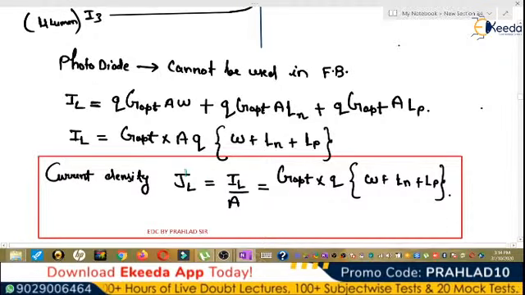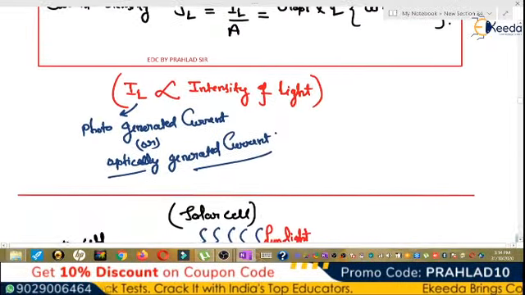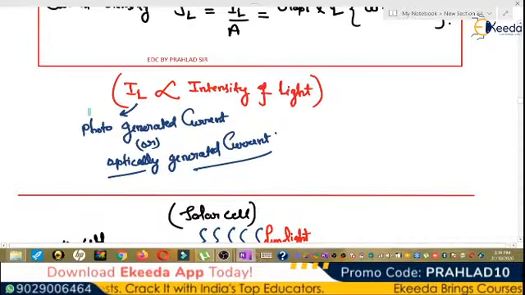Current density can be calculated as current divided by area. So it is G opt, the optical generation rate, into charge into W plus Ln plus LP. So the current IL is directly proportional to the intensity of light. It is the photo generated current, also called the optically generated current.